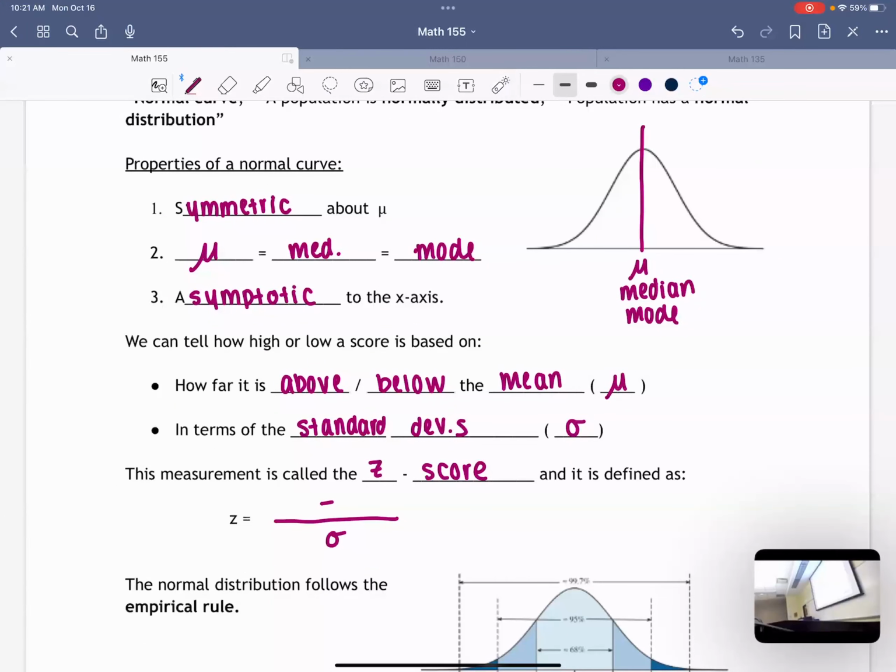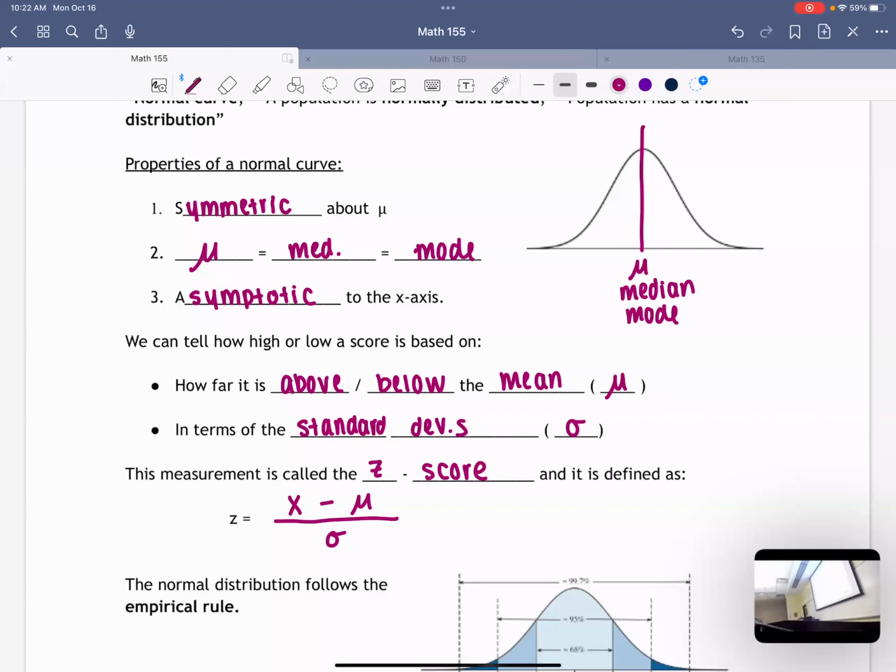On the top, we have subtraction. Minus the mean. Minus the mean, good. And then what's the thing that we're subtracting? X, perfect. So it's X minus mean over standard deviation. That's how we go about finding the Z-score.